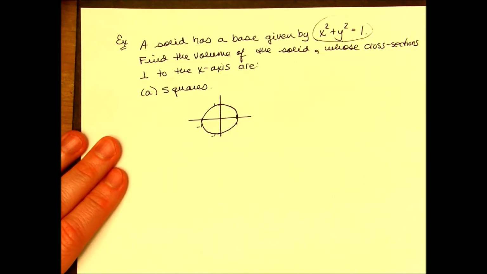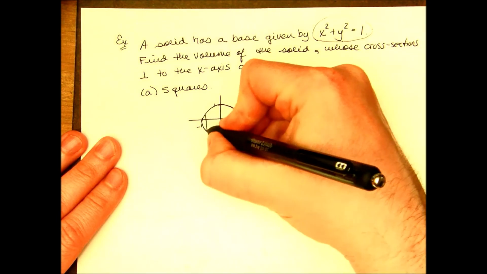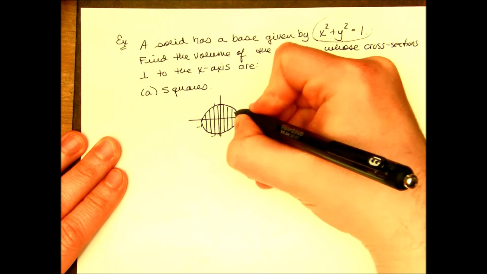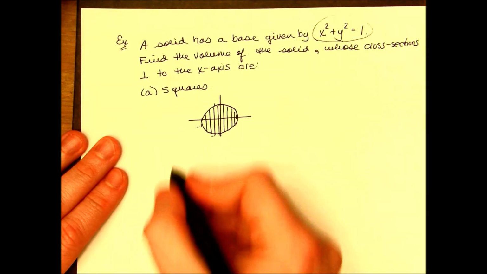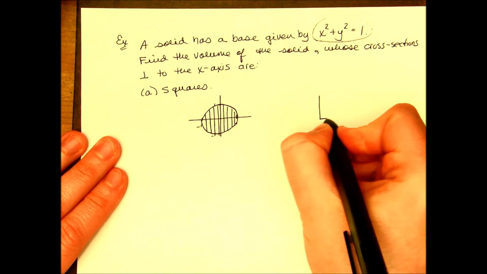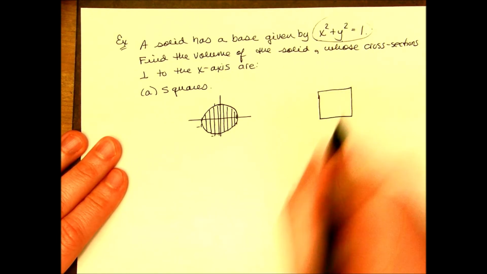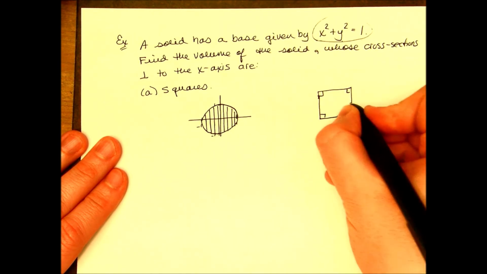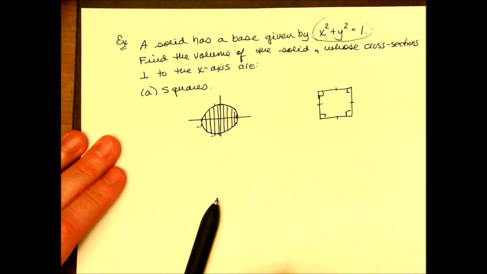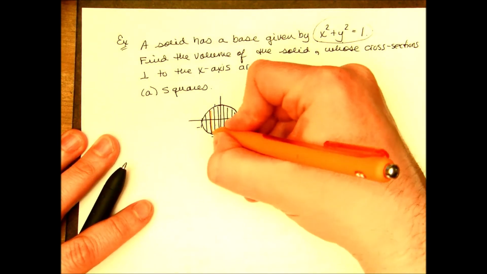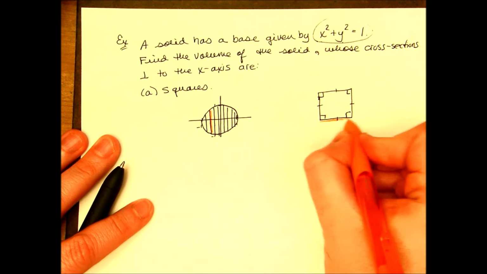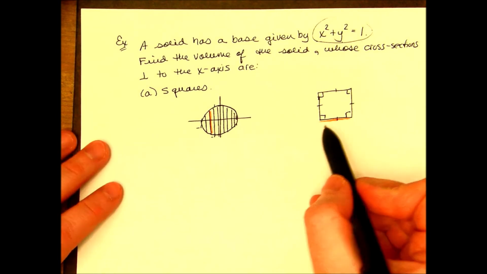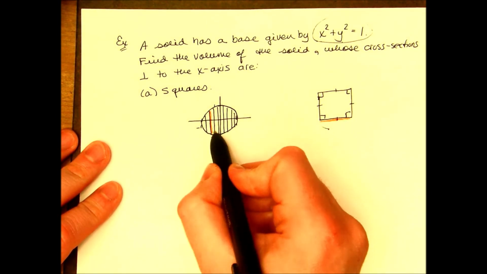My cross-sections perpendicular to the x-axis are these things over here, and I want to deal with cross-sections that are squares. So I'm going to draw a square over there. One of these strips is the base of our square. Well, we've got a little bit of work to do to figure out the length of this base, the height of one of these strips.